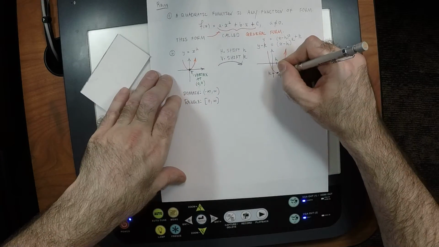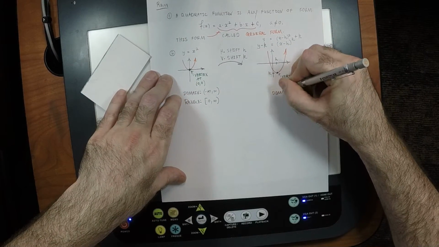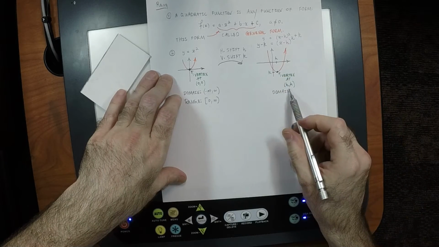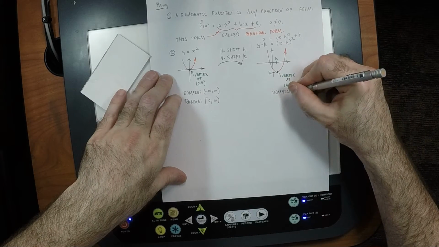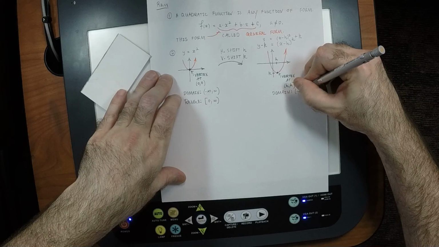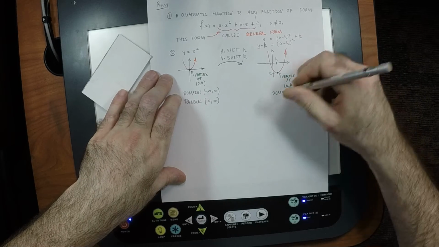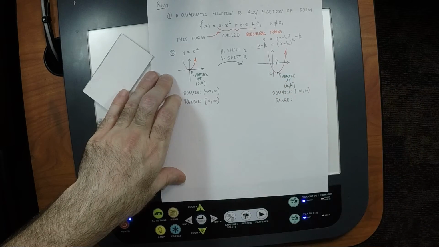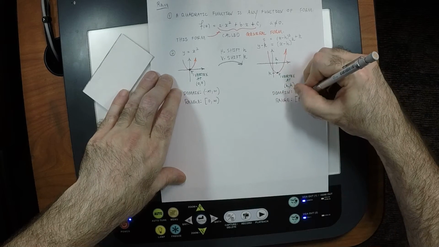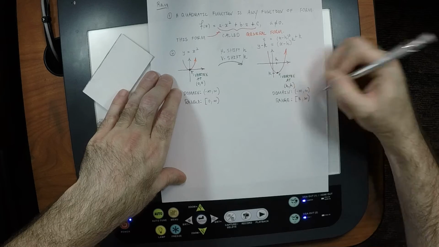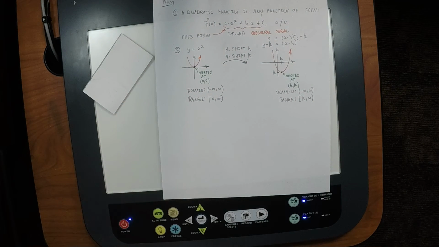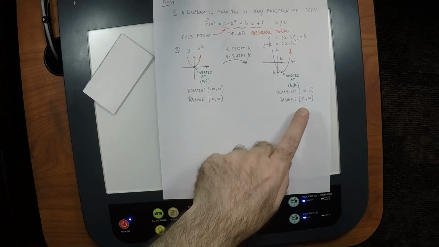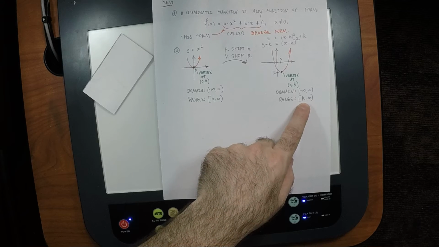What about this one? What's its domain? It's still all reals. So domain, right? And then the range is what you said. So what'll be the range? k to infinity. Right, because it's just sort of the observation that if the parabola looks like this, its lowest point is the vertex. So that's the lowest value it can ever get.